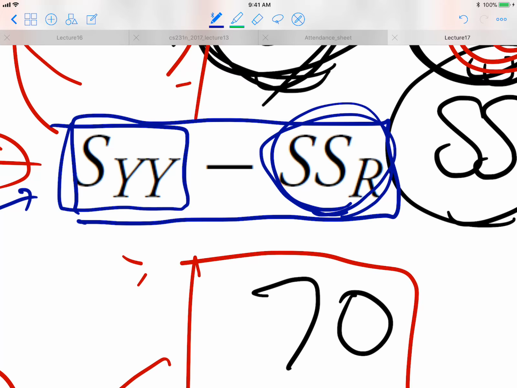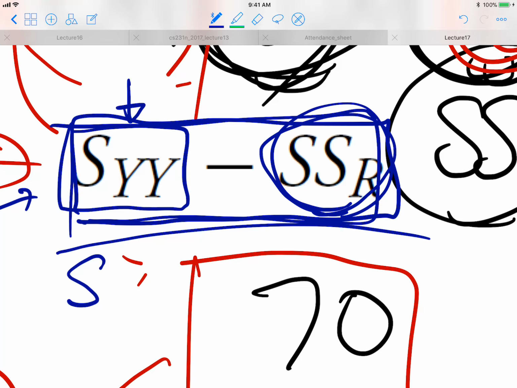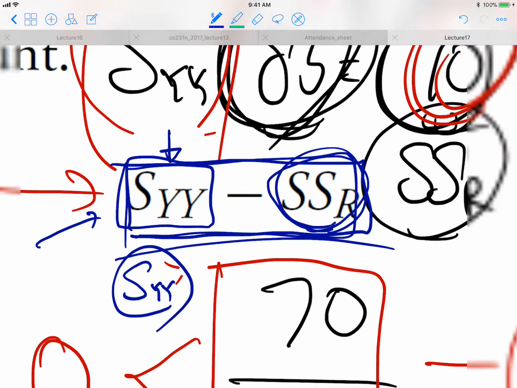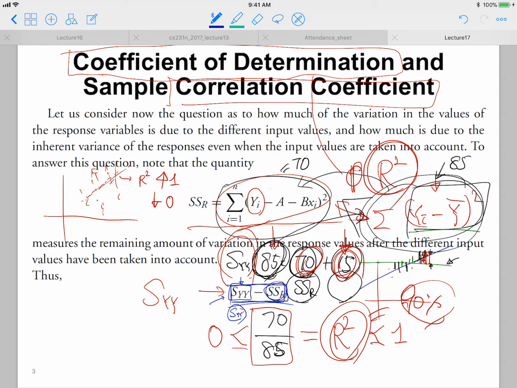So this was an error even after fitting the linear regression model, and this one is the total variance that y has, and the difference is the amount of fitted value, right? So the explained portion of the total variance of y, and then we divide it by SYY, which is the total amount, and it is always between 0 and 1, right?